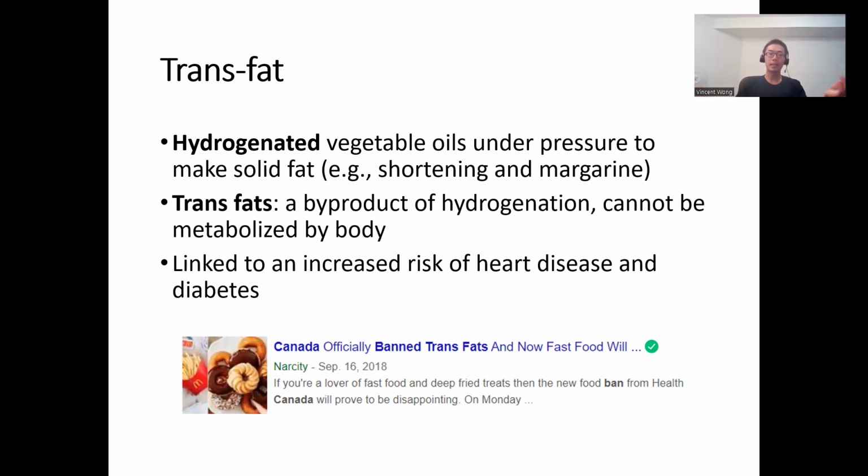But then recent studies highlighted the link between trans fat and heart diseases and diabetes, and so Canada officially banned trans fat in 2018. So no trans fat is allowed anymore for fast food and on things that you buy. When you buy margarine nowadays, they actually have to go through the extra process of removing the trans fat to ensure that it complies with food safety and with the ban.